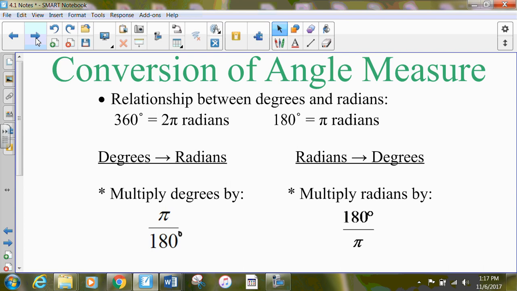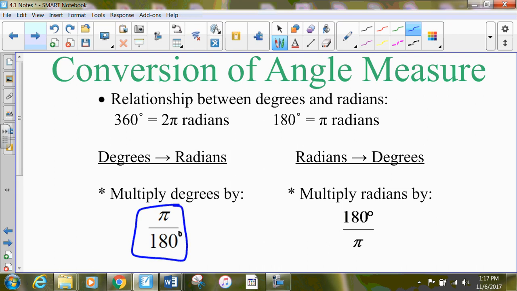And so it makes sense that if the circumference is all the way around 2 pi, then 2 pi radians would be the same as 360 degrees. And same thing, that 180 degrees would match up with pi radians. And so to switch from degrees to radians, we're going to be multiplying by pi over 180. And we'll do that in just a minute. I'll show you. And then to switch over from radians to degrees, we're going to be multiplying by this.